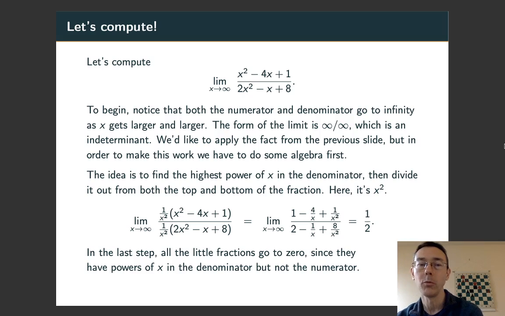Let's do one that's a little more in depth. Limit as x goes to infinity, x squared minus 4x plus 1 over 2x squared minus x plus 8. So notice that the top and bottom are both quadratics. They're both like parabolas. And so both the top and the bottom are going to infinity. So the form of this thing is infinity over infinity.